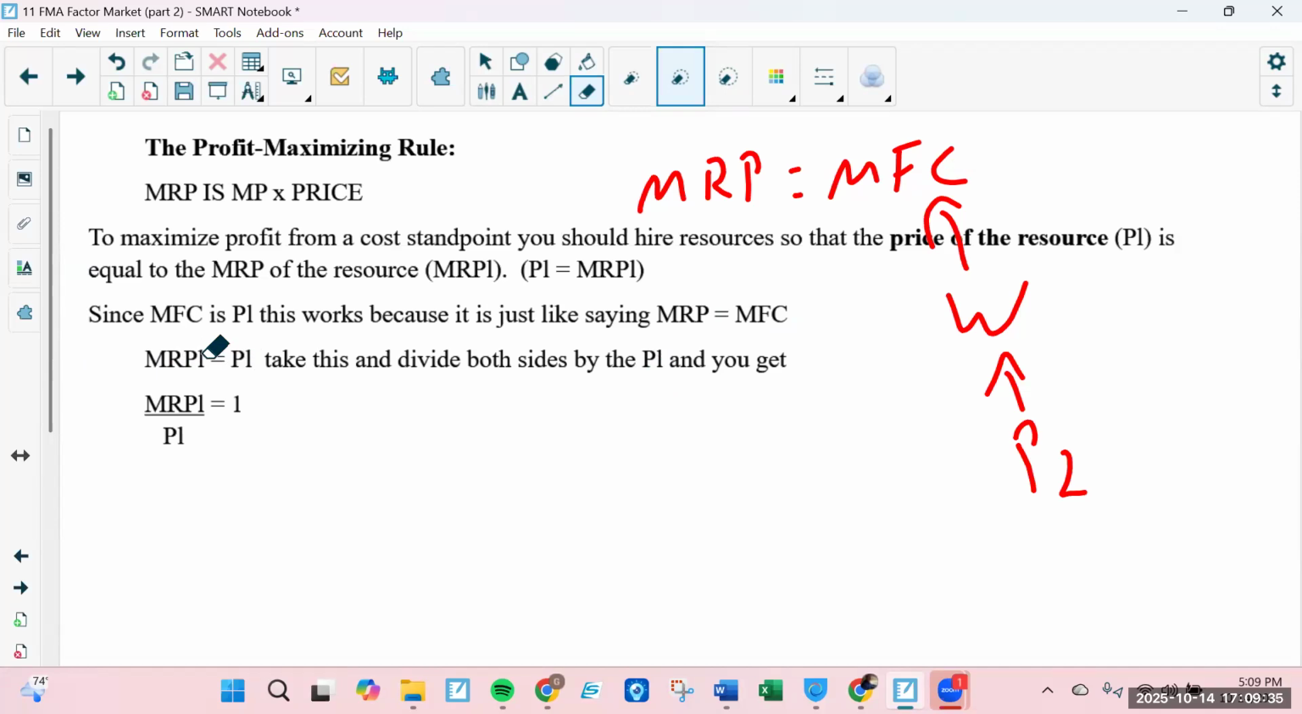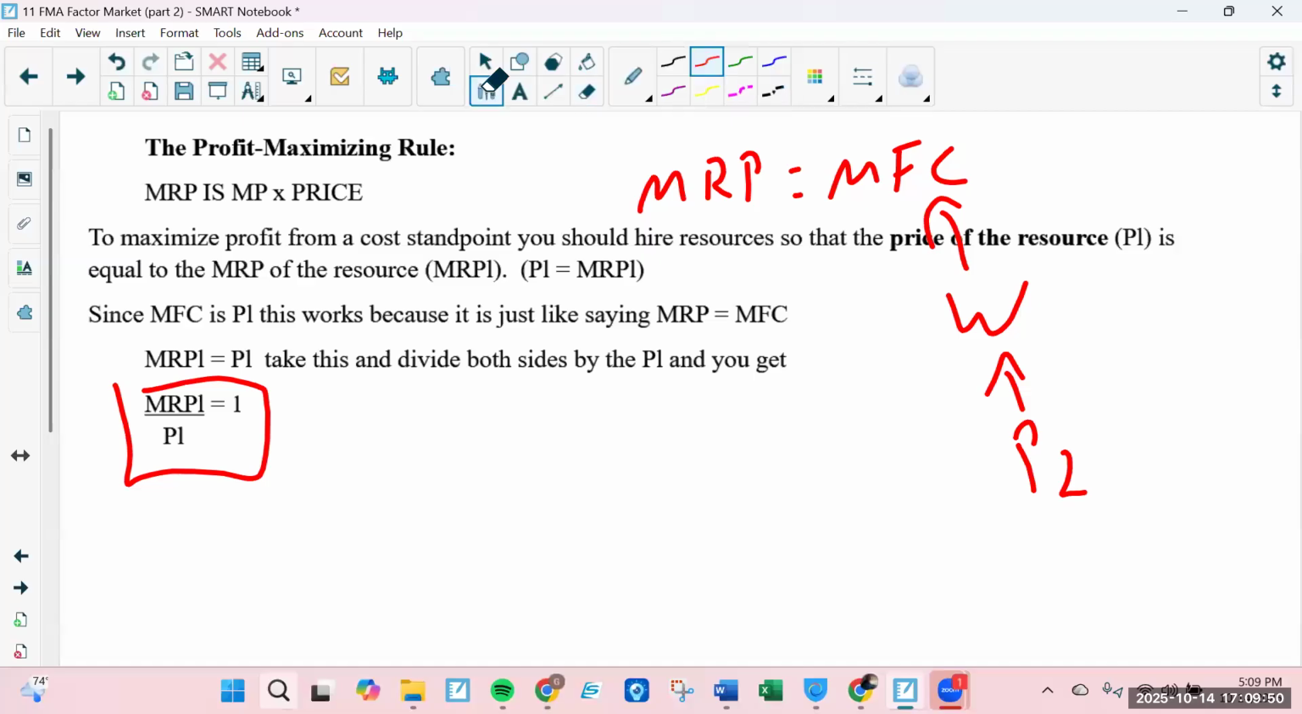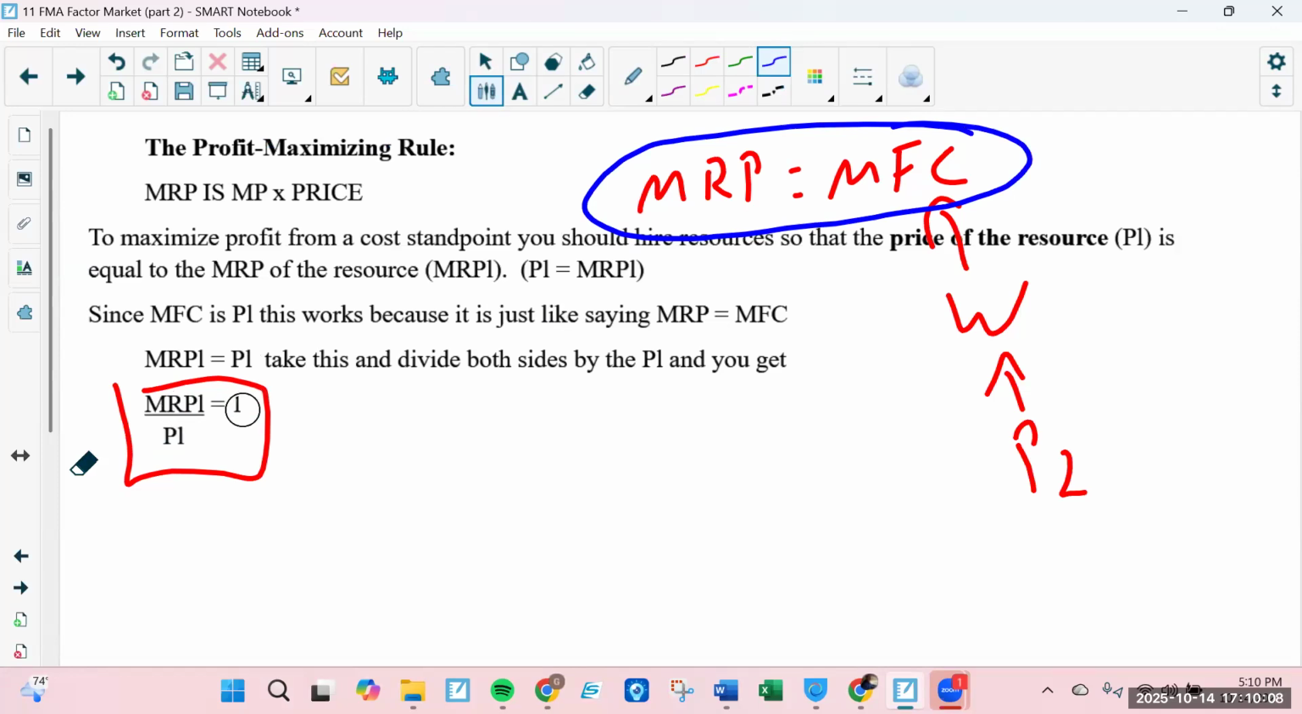Now we're going to divide each side by the price of labor. And when we do that, we're going to come up with our new formula. This is the profit maximization rule. If you hire where the MRP of labor over the price of labor is equal to 1, you are then meeting this rule, MRP equals MFC, and you are profit maximizing. You're hiring labor at the right quantity to profit maximize. MRP of labor over price of labor should equal 1. That's the key. It just has to be equal to 1. This makes it real easy here.